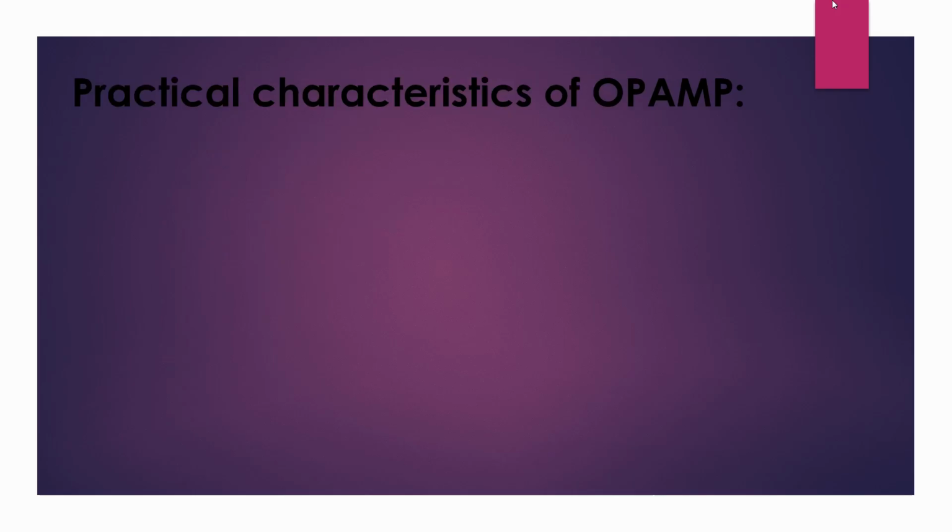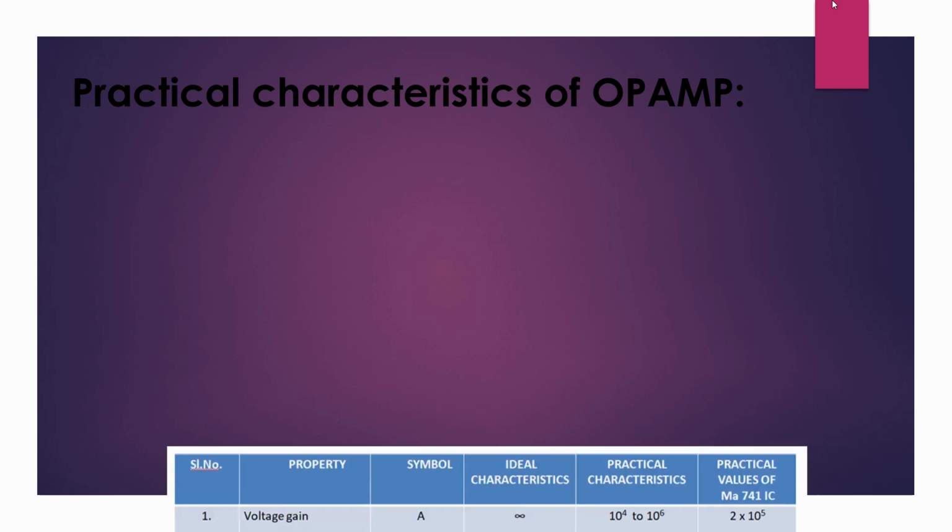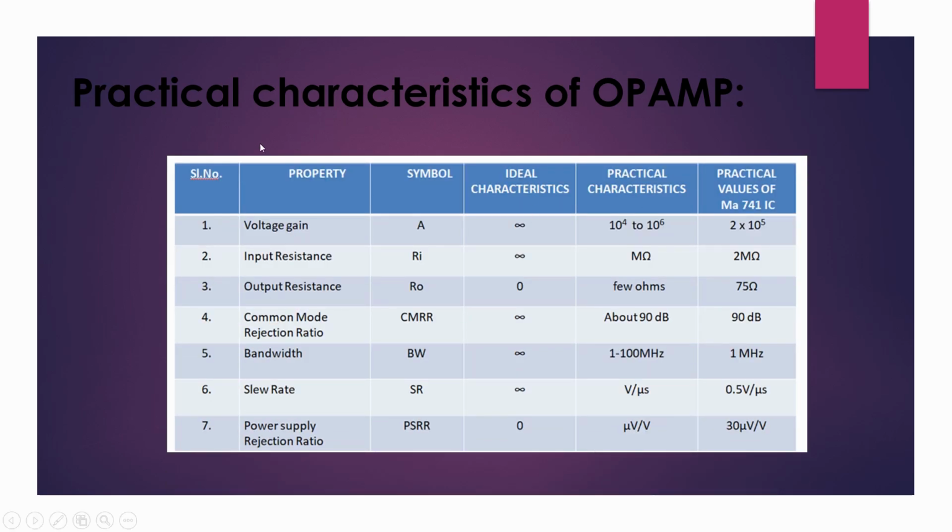Up to now we have discussed the ideal characteristics of an op-amp. Now let's see what its practical characteristics are. For an ideal op-amp, voltage gain is infinity. For a practical op-amp, voltage gain is in the range of 10 power 4 to 10 power 6. For an ideal op-amp, input resistance is infinity, but for a practical op-amp, it is a few mega ohms. For an ideal op-amp, output resistance is 0, but for a practical op-amp, it is a few ohms.